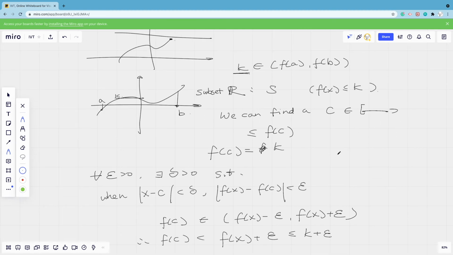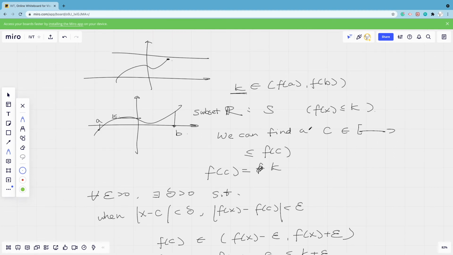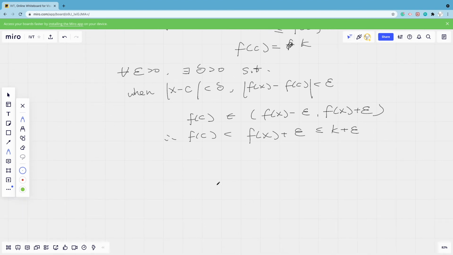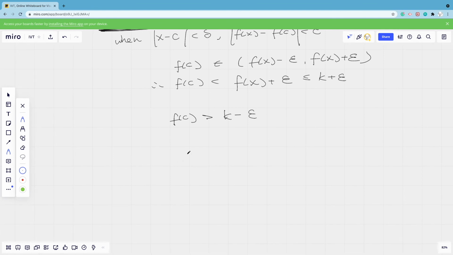Now since we made the subset that is smaller than or equal to k, it's pretty obvious we can also make the subset that is bigger than or equal to k. If you're interested, you could prove this by yourself, but basically what this shows is that f(c) is also bigger than k minus epsilon, also for any epsilon bigger than 0. So what this means is that f(c) is in the range k minus epsilon, k plus epsilon.